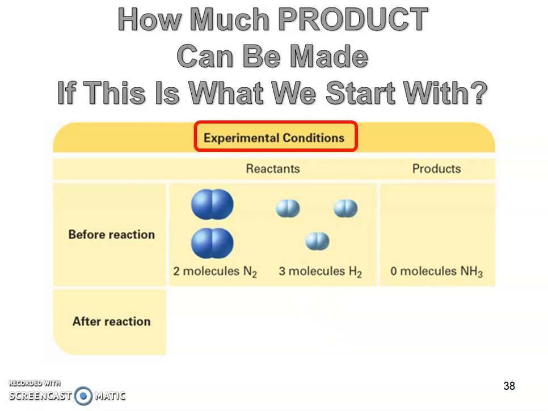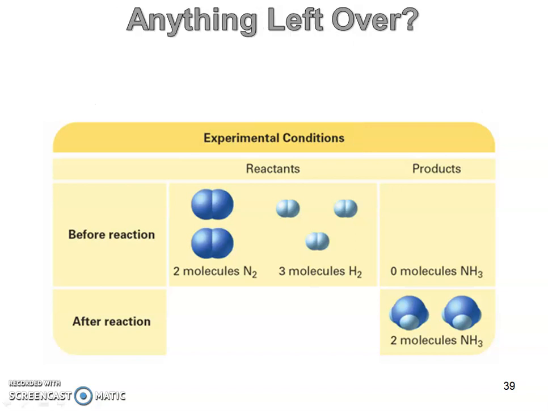not the true reaction, but an experimental condition? Why don't you pause for a second and think about how many NH3 molecules we can make when we have 2 nitrogen molecules and 3 hydrogen molecules. Hopefully you paused and came up with the fact that you can make 2 molecules of NH3. But is there anything left over? Do we have anything left over, or did we use everything up? Again, pause and give that some thought. You probably already know this answer. If you came up with 2 molecules of ammonia, you probably said in your head, well, that means there's still 1 molecule of nitrogen left over.